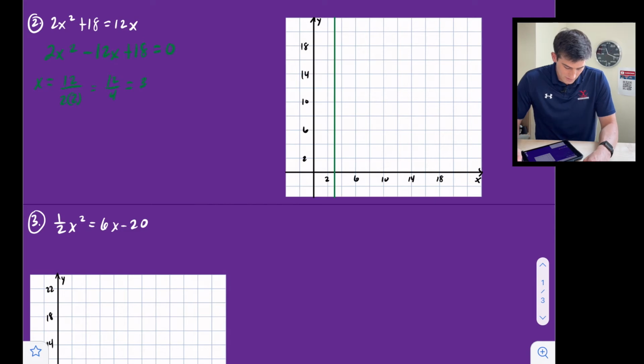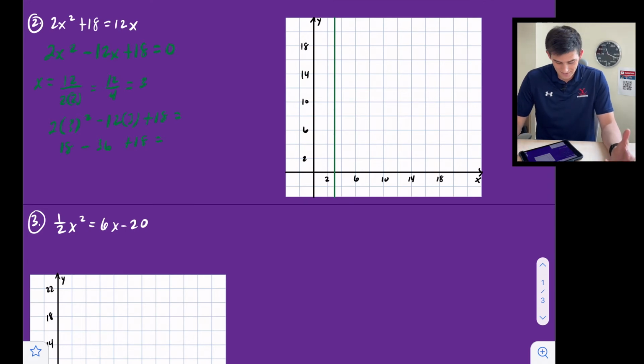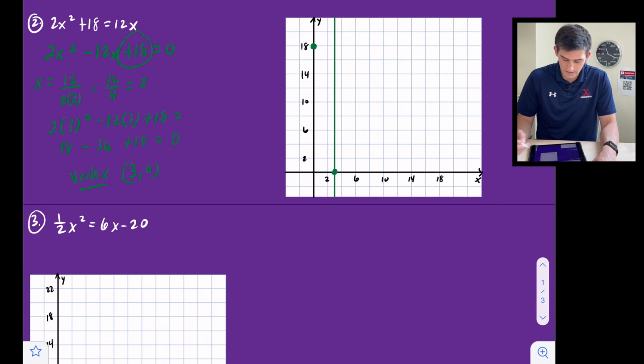All right. And so now we're going to use 3 and plug that back in. So we have 2 times 3 squared minus 12 times 3 plus 18. So this is going to give us 18 minus 36 plus 18. If we notice, 18 minus 36 is negative 18, and add 18 to that, and we get 0. So we have (3, 0) as our vertex. So (3, 0) would be right there. And we have our 18 as our y-intercept. So we can plot that point, and then we can reflect it over to right there.